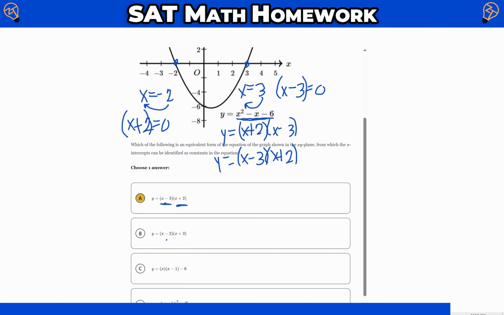Just be careful because this is x minus 2, x plus 3, so you don't want your eyes to shift. So just be very careful when you're choosing your correct answer after you did the correct work up to that point. And again, the correct answer is A.